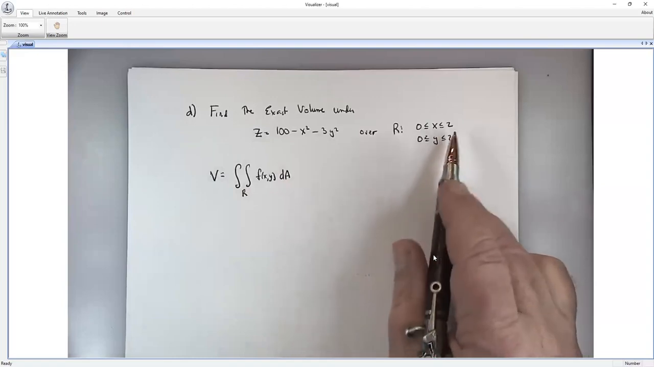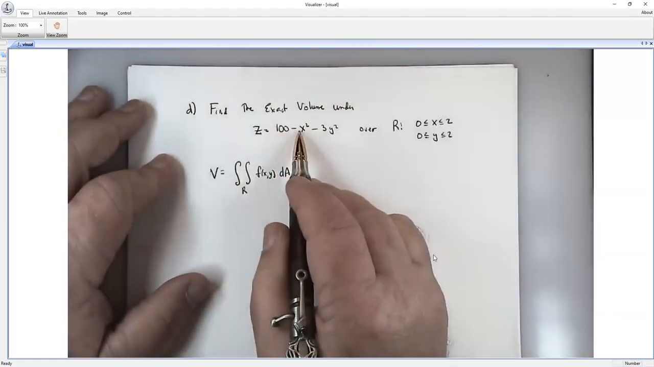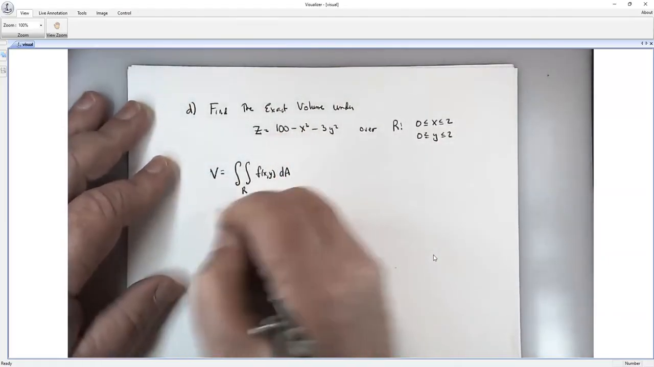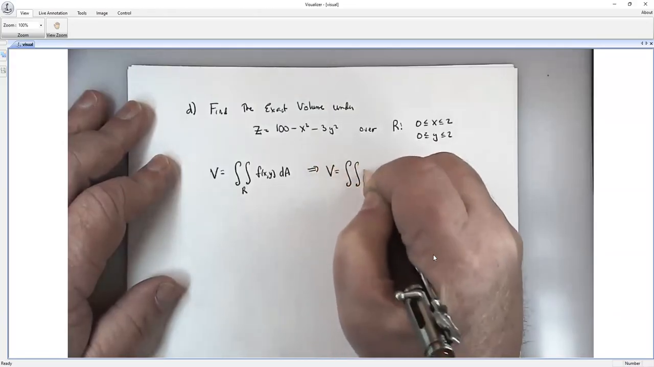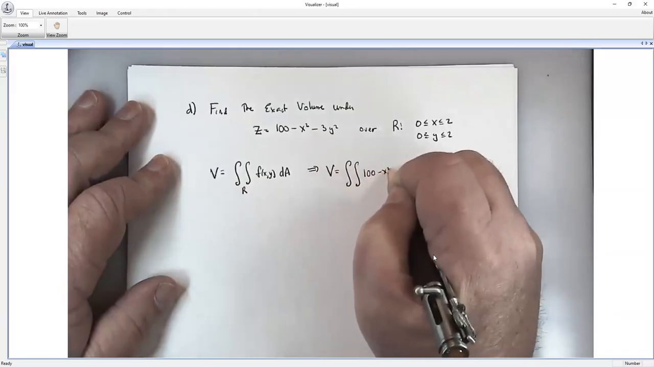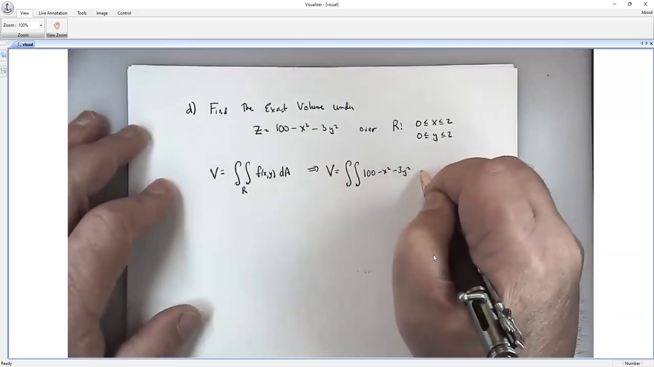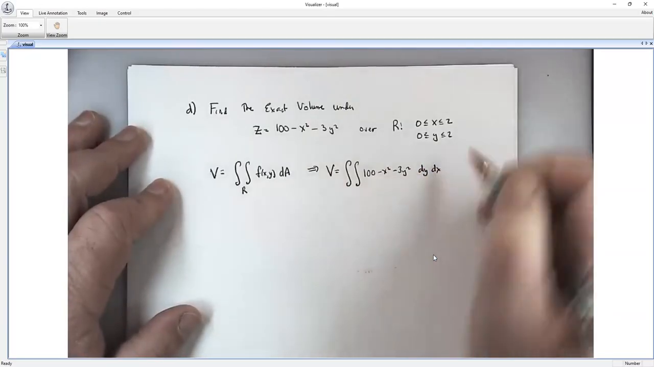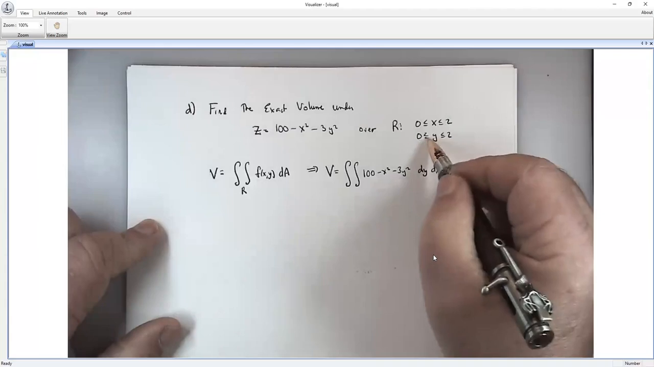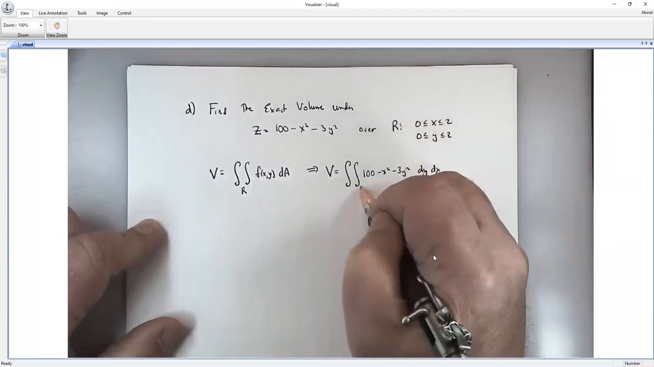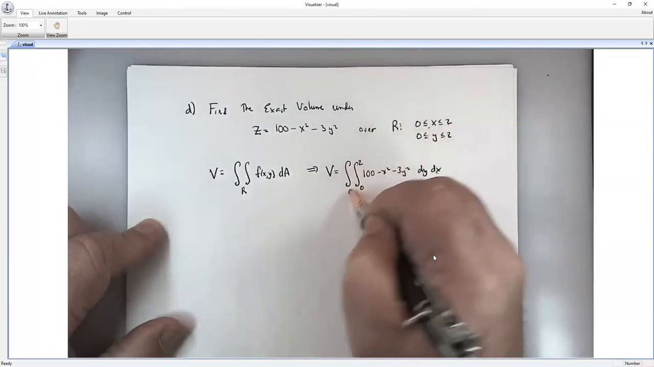The region we have is this square region from 0 to 2 on the x and 0 to 2 on the y. My function z is 100 minus x squared minus 3y squared. So the volume is equal to the double integral of 100 minus x squared minus 3y squared, and the dA would become dx and dy. It's your choice what you want to do. I'm a big fan of doing dy dx, so I did dy first, then dx. The bounds for dy are from 0 to 2, and the bounds for dx are from 0 to 2.